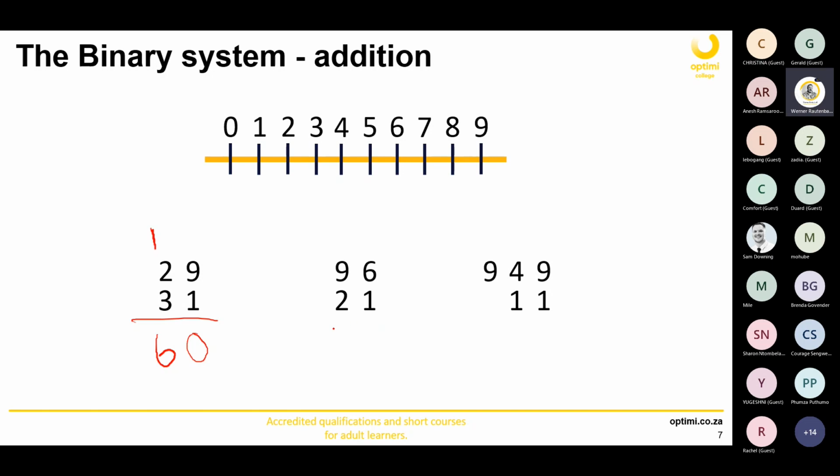Let's go to the next one. 96 plus 9 plus 21. 6 plus 1 is 7. 9 plus 2 is 11. That's 117. Next, 949 plus 11. 9 plus 1 is 0, carry 1. 1 plus 4 is 5, plus 1 is 6. 9 plus 0 is 9. That's 960. So that is addition in our number system.